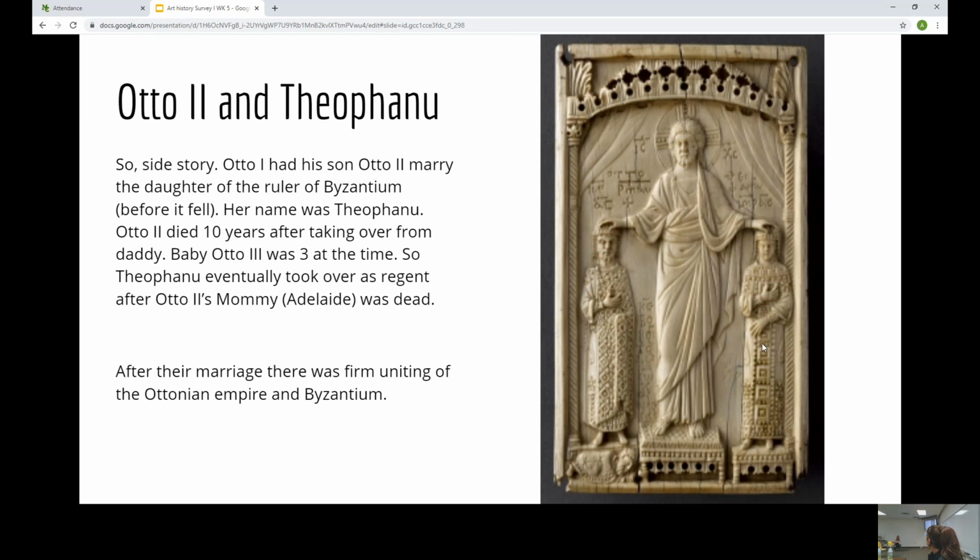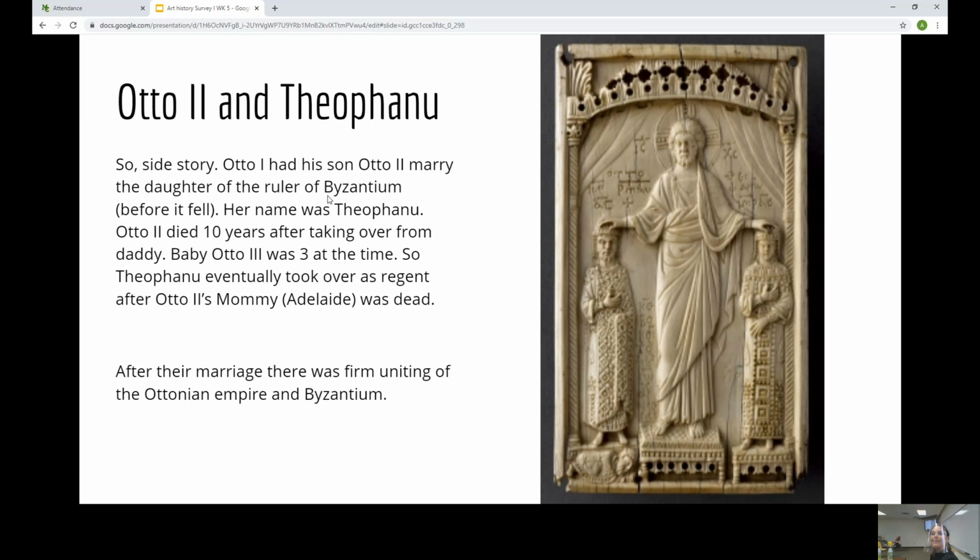Now, on to Otto II. Like I said, he doesn't live too long. So Otto I had a son, Otto II. Surprise, surprise. This is a very, very brief history, and I did get sarcastic here too, so I'm going to apologize there. Otto I had Otto II, his son, marry the daughter of the ruler of Byzantium, trying to merge the two empires back together again into like Rome. It was a good plan.